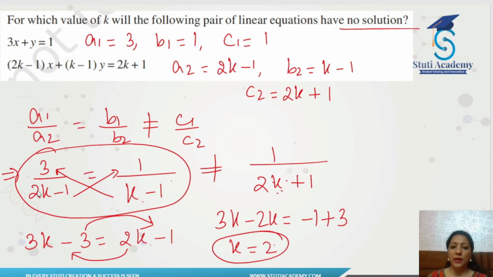If you put k is equal to 2 here, just check here, you will get 3 upon 2 into 2 minus 1, that's actually 3 upon 3, that's 1. You will also get here 1 upon 2 minus 1, that's 1 upon 1, that's 1. So you will get these two ratios same, and if you compare these two, you will get these two ratios unequal. This would be 1 and this would be 1 upon 5. They're unequal. So finally, in this case, if we take k is equal to 2, we will get a1 upon a2 equal to b1 upon b2 not equal to c1 upon c2. So k is equal to 2 will make the set of equations inconsistent. They will have no solution.